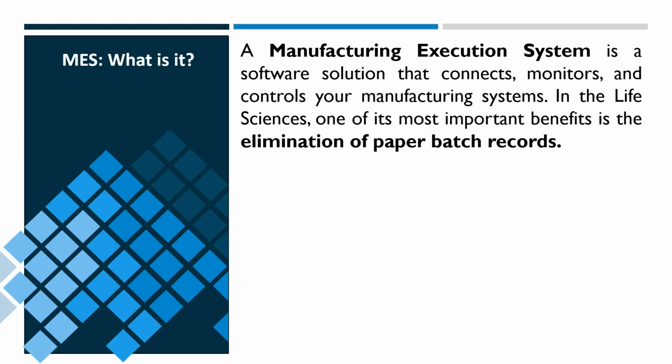So, what is an MES? A manufacturing execution system is a software solution that connects your plant floor to your ERP system. In the life sciences, one of the most important benefits of this is that it completely eliminates the need for a paper batch record. There are a lot of other things that an MES does, but in our presentation today, I'm mostly going to be focused on how an MES tends to be used in the life sciences.